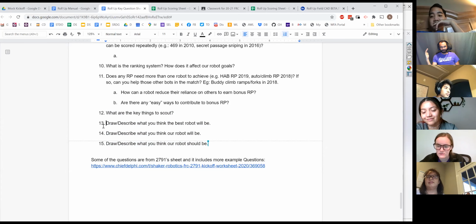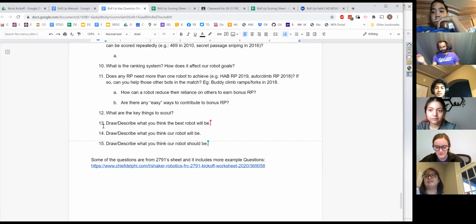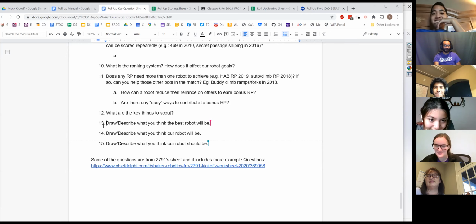But I do want to have more ideas of what people think elite robots are going to look like, what people think our robot's going to look like, and what people think our robot should look like, which are all three very different questions. They could all have the same answer. Sometimes they will. Other times they'll have three very distinct answers.